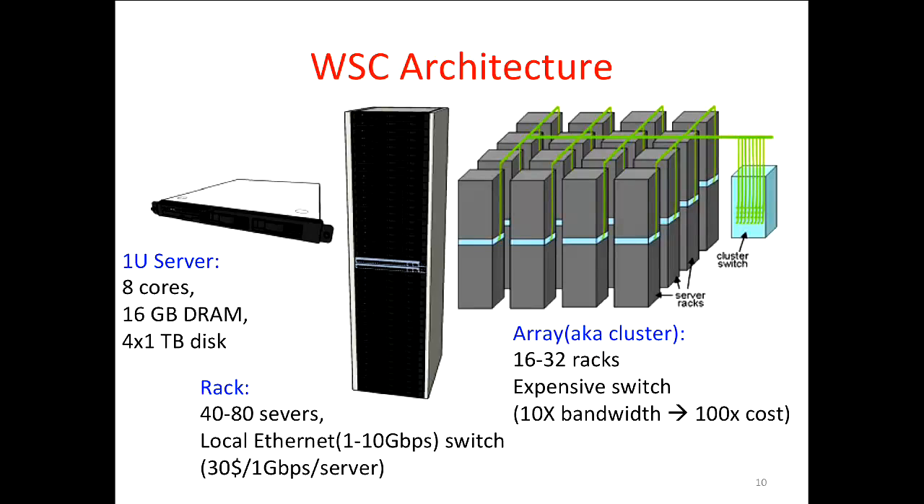Another bigger unit is called an array or cluster. It consists of 16 to 32 racks, and these are connected by expensive switches. So if you want to increase bandwidth by 10x, it means 100x the cost across here.